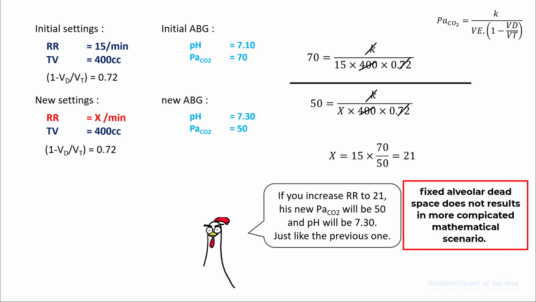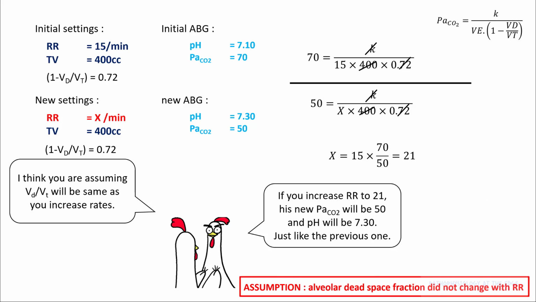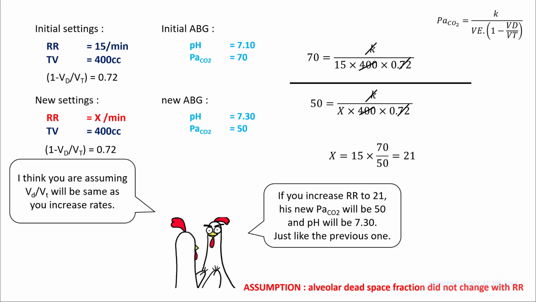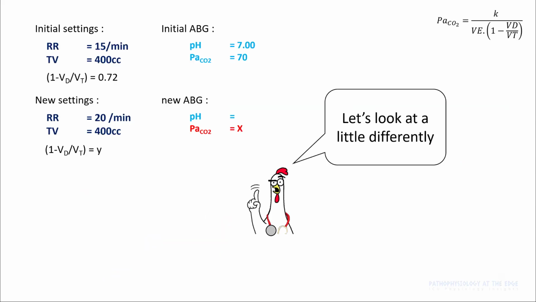So if you increase your respiratory rate to 21 even in this case, your new arterial CO2 will be 50. You have to notice one thing: we assumed again that your VD by VT, that's your dead space, is constant and does not change with respiratory rates. Now, if you go back to your understanding of dead space physiology, we talked about there being two regions for alveolar dead space, one with bronchiolar obstruction, one with vascular obstruction. Air trapping gets worse with increasing rates in bronchial obstruction and not in vascular obstruction, unless you have insanely high rates.